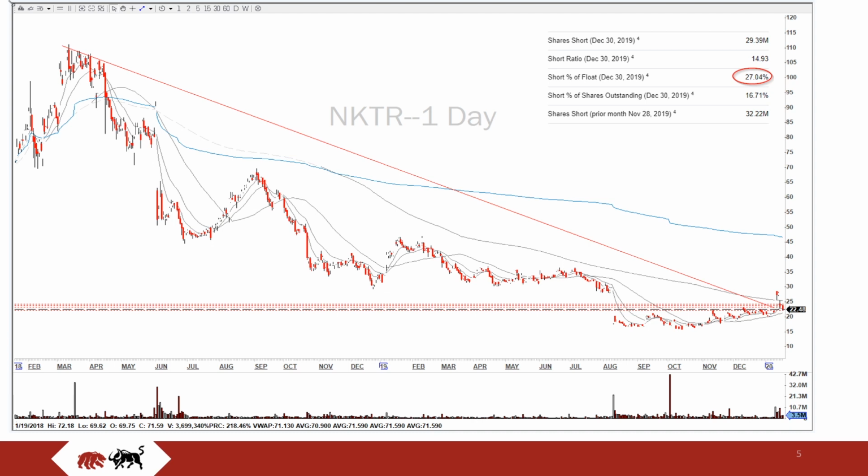And after this day, the short float has gone down to 16-15% because many people have already covered. But the short float was 27%, and the short float is high. The stock is in an overall downtrend, so this makes it a good candidate for a short squeeze trade. So let's see what happens at the market open.